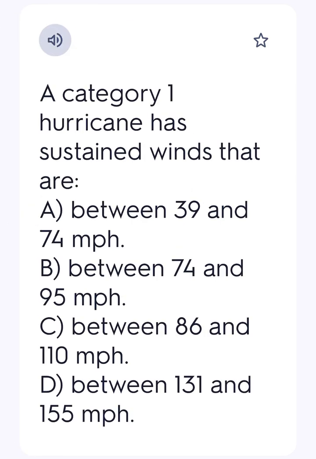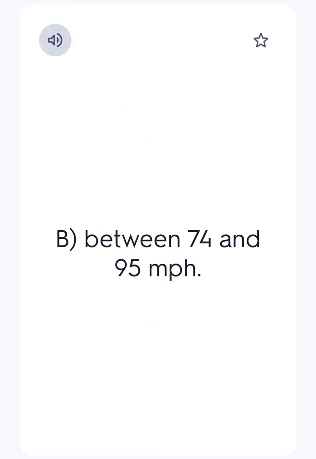A Category 1 hurricane has sustained winds that are between 39 and 74 miles per hour. B. Between 74 and 95 miles per hour. C. Between 86 and 110 miles per hour. D. Between 131 and 155 miles per hour. B. Between 74 and 95 miles per hour.